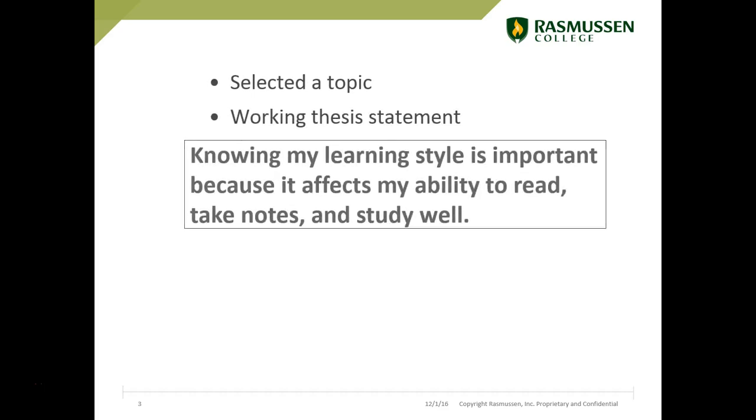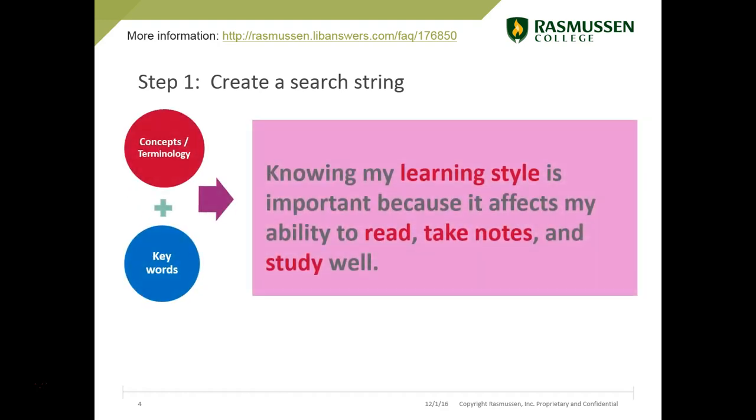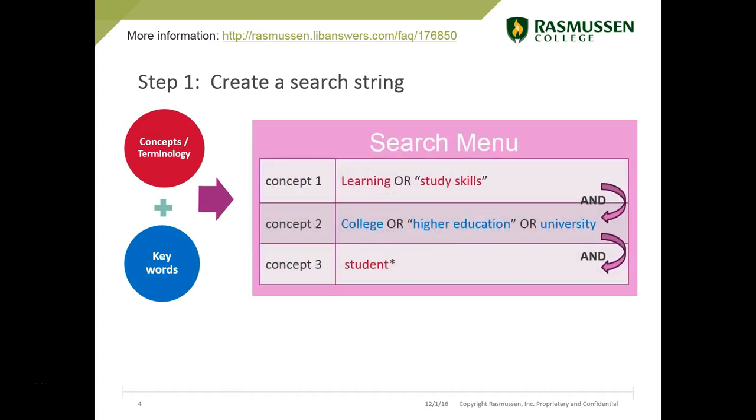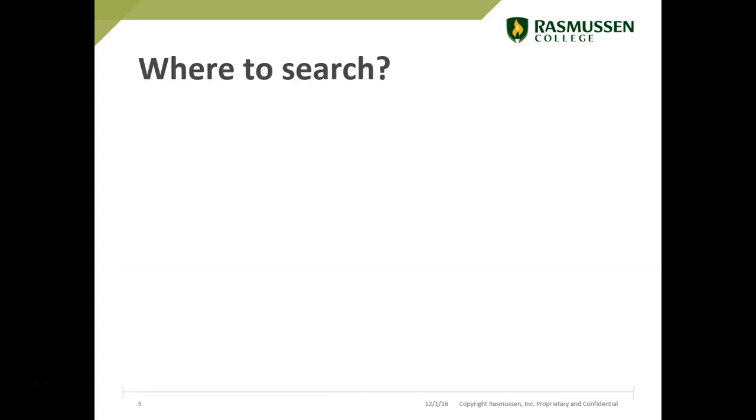At this stage, your research topic has been selected, you have developed a working thesis statement, and conducted background research to prepare you for your resource search. Developing a search string will help you to retrieve relevant and reliable resources from a database or search engine. Take the main concepts and keywords from your thesis and background research and add them to a search menu. Use this menu to identify the terms you will use in your search string.